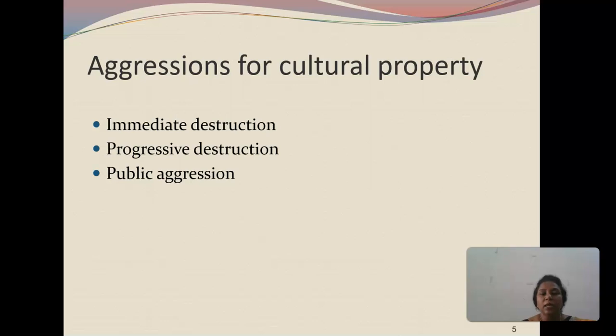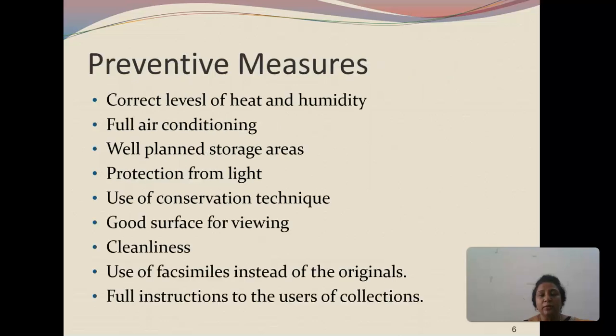Okay, what are the aggressions on cultural property? Immediate destruction, progressive destruction, and public aggression. These are the three reasons in which cultural properties are destroyed.